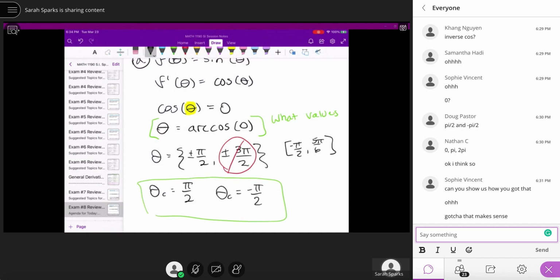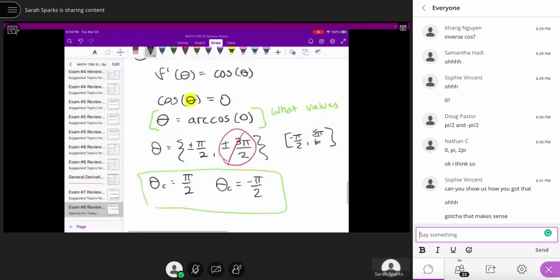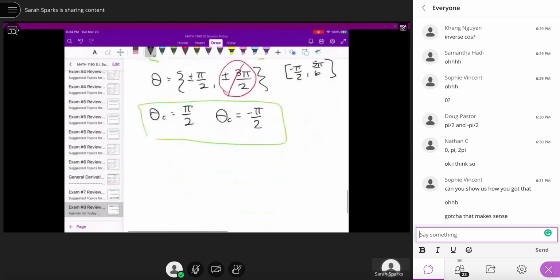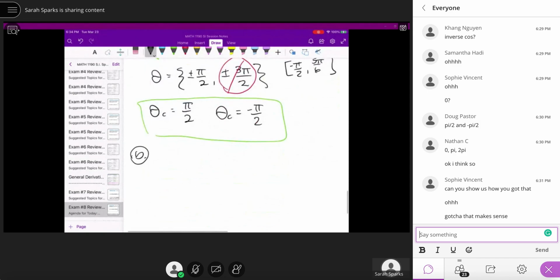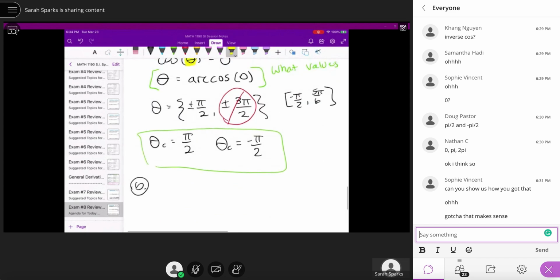And then from here, after finding the critical points, we can go on to finding our absolute min and max. We see that negative pi over 2 is one of our endpoints. We also have pi over 2. 5 pi over 6 is not one of our critical points, but we still need to evaluate it because it's our endpoint.